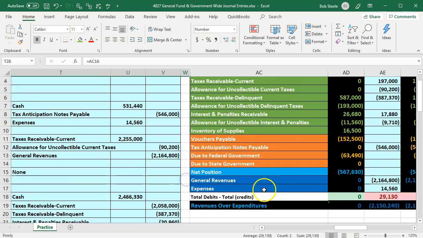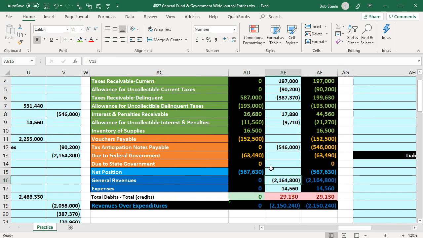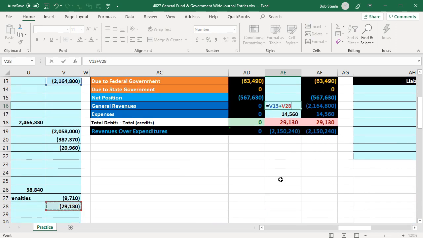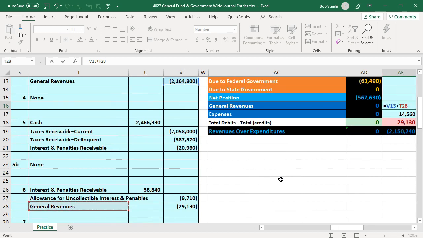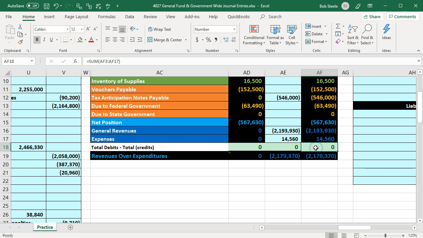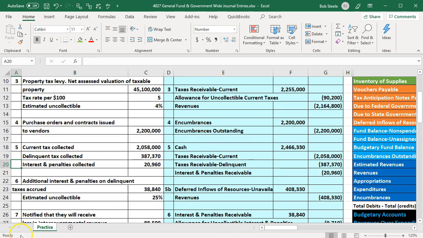So we have the revenue, that's going to be here, general revenue in AE16, double clicking on that, going to the end of it, plus putting the cursor back down, scrolling back down, 29,130. This is the one we want. And there we have it. Puts us back in balance there. Let's see what's next. We're going to scroll back over to our activity.